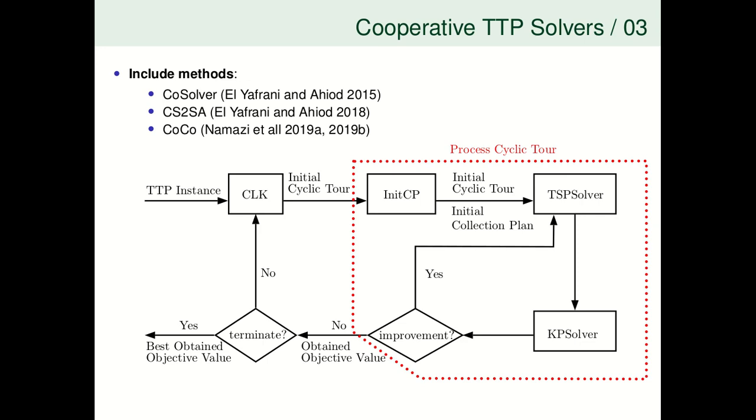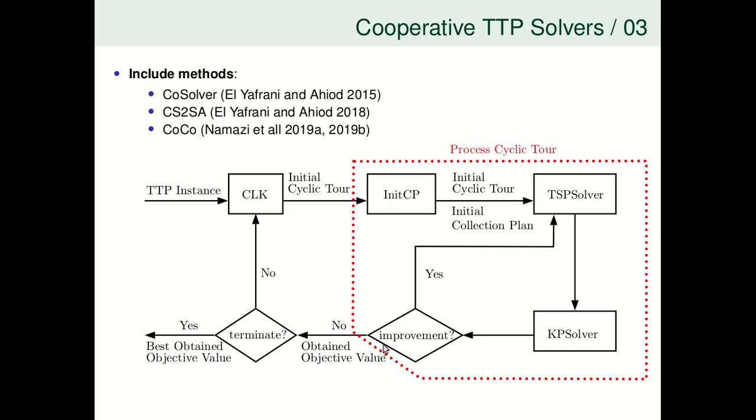Cooperative TTP solvers include methods such as CoSolver, CS2SA, and COCO, which stands for Cooperative Coordination Solver. In these methods, whenever a TTP instance is given, initially a heuristic called chained Lin-Kernighan is used to generate an initial cyclic tour. Then the generated tour is processed by generating an initial collection plan. Then TSP solver and KP solver functions are called in an interleaved form to improve the generated solution and solve the TSP and KP components of the given problem.